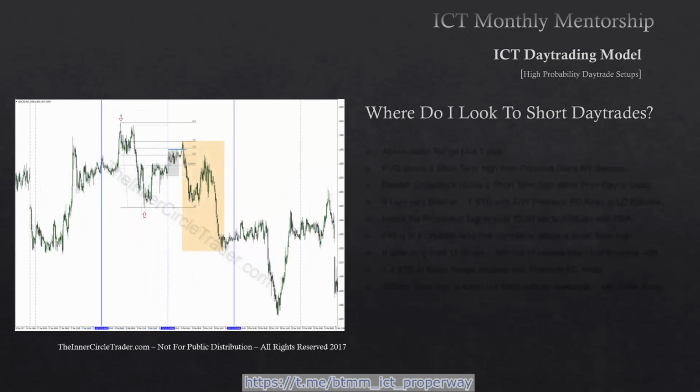Where do I look to short day trades? I like to run above the Asian range, at least 5 pips above it. I want to be selling short there. A fair value gap above a short-term high from the previous day's New York session. There's going to be buy stops above that. I'll look to sell that as it rallies above that in the New York session.